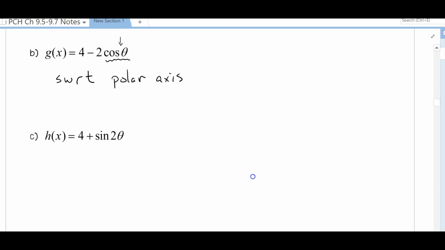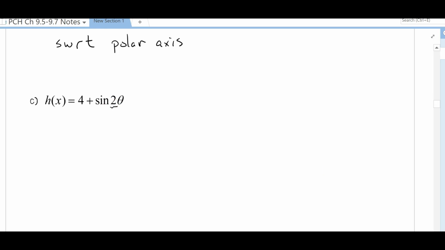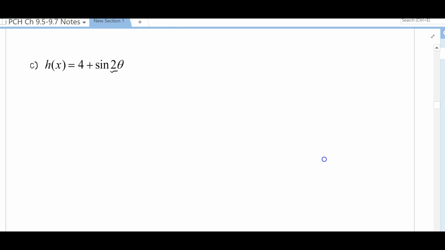And lastly, this one, notice it does have a coefficient here of 2, so we can't use our shortcuts. We're going to have to check. So we're going to check our 3 cases. So we're going to check with respect to theta equals pi over 2. So let's check that one first.